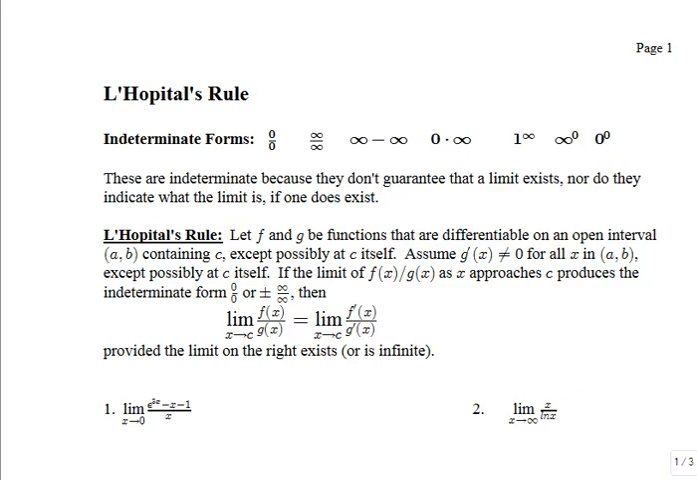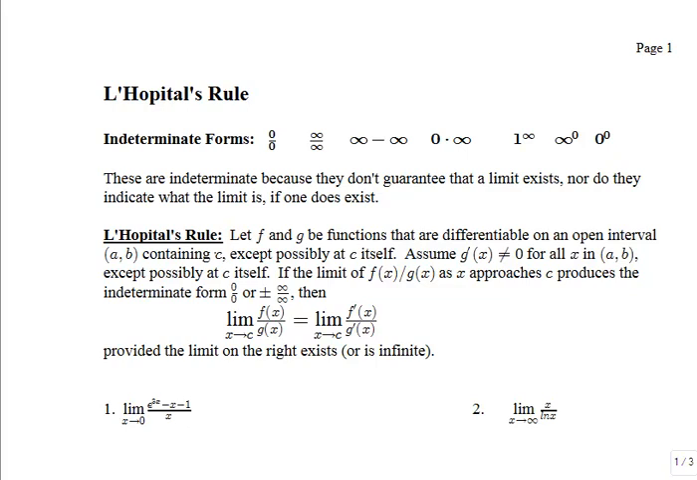Now there are various types of indeterminate forms, things like 0 over 0, infinity over infinity, infinity minus infinity, 0 times infinity, 1 raised to the infinity, infinity raised to 0, or 0 raised to 0. These are considered indeterminate because they don't guarantee that a limit exists, nor do they indicate what the limit is if one does exist. So it's possible that if you have one of these indeterminate forms, there actually is an answer, but we don't know what it is, and that's how L'Hopital's Rule is going to help us.